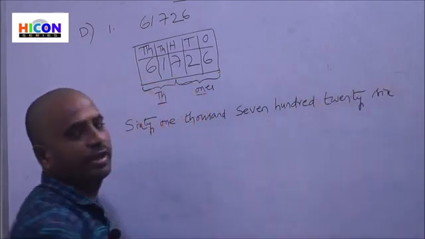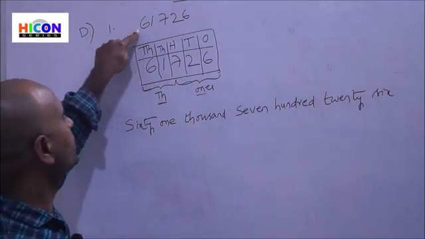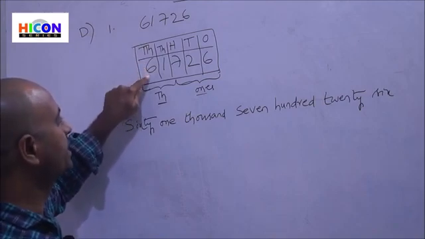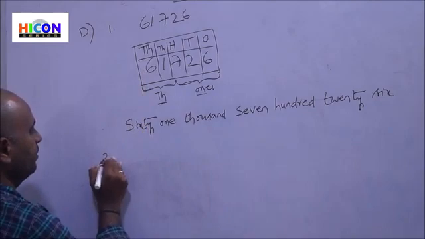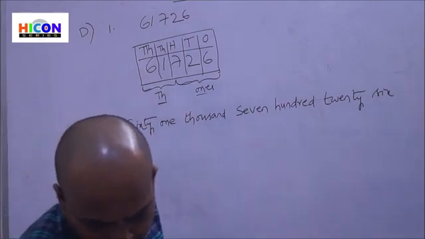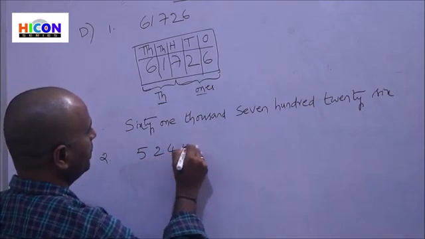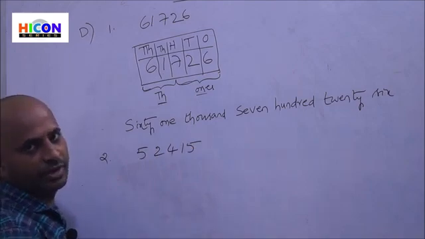So this is the way of writing the number name for a given number. First we have to draw the place value chart, and by using the place value chart we will write the number name. Let us see another problem. The number is a 5-digit number, 52415. So how to write the number name for this given number?